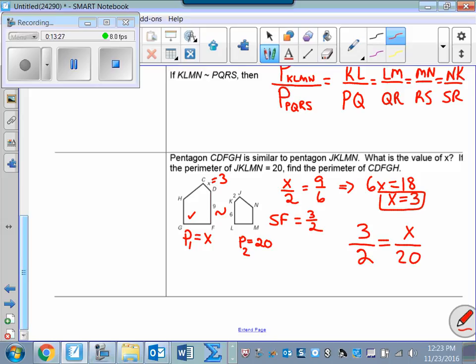So once again, I could switch my means and then simplify, but this one's simple enough. I really don't need to do that. I get 2x is 60, therefore x equals 30, which is P1. That's the perimeter of the first one. So see, I don't even have to have all the side lengths to know what the perimeter is.